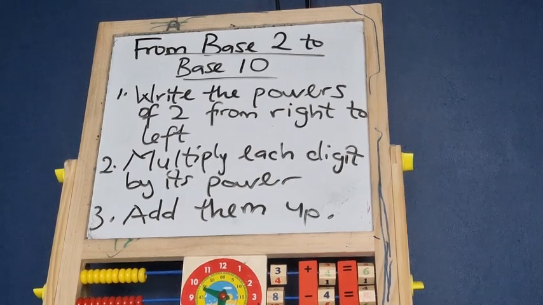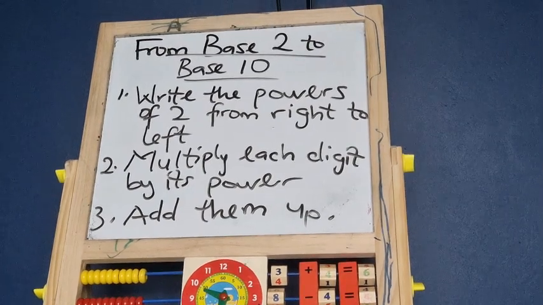To convert from base 2, that's binary, to base 10, that's decimal, these are the three important things that you need to know. The first thing you have to do is to write the powers of 2 from right to left. And what are the powers of 2? We first have 2 raised to power 0, 2 raised to power 1, 2 raised to power 2, 2 raised to power 3, depending on the number of digits that we have in that number.